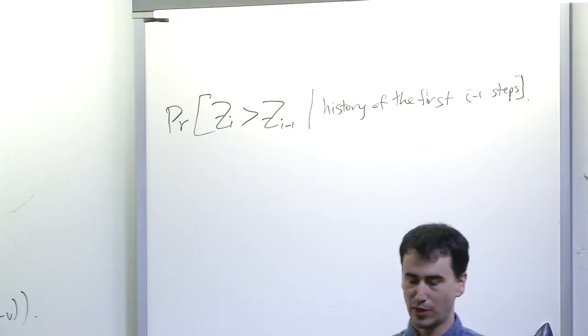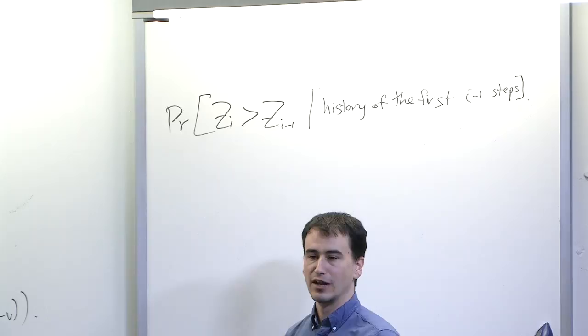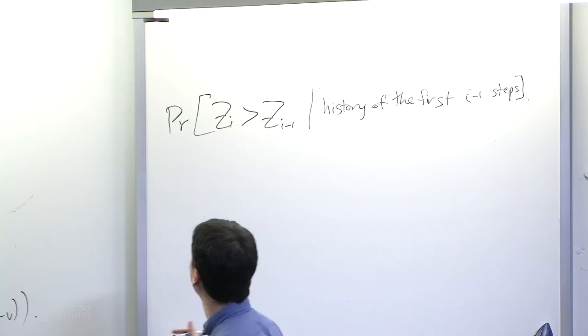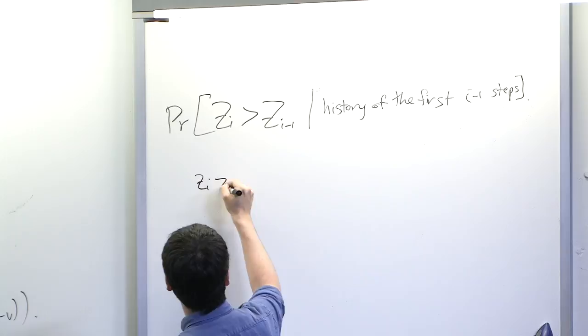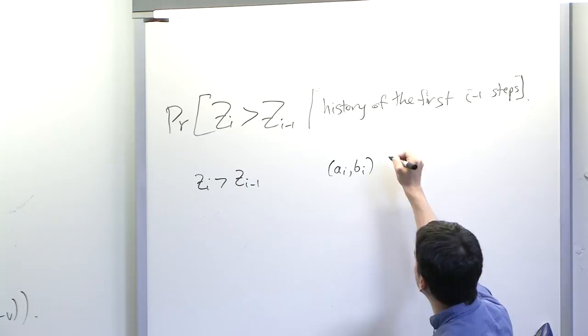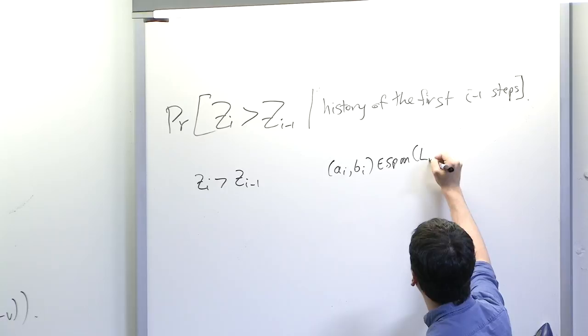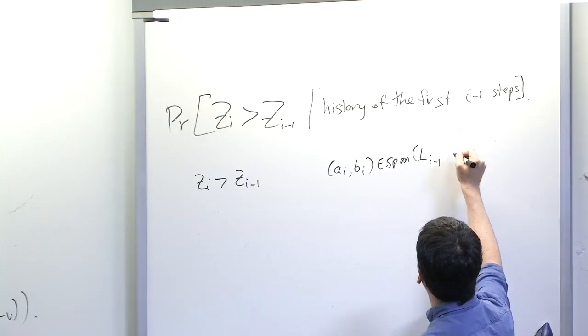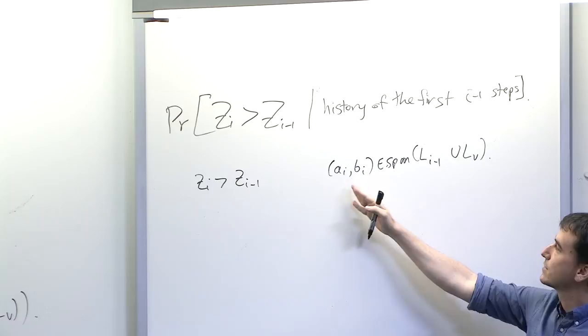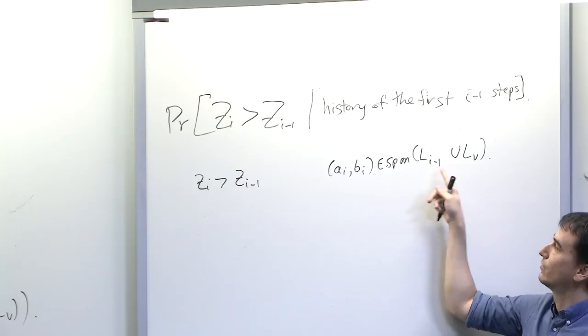Okay. And now I ask whether or not in the next layer I learned a new equation that is somehow in this intersection, that is in LV. Okay, so in order for this to happen, for Zi to be greater than Zi minus 1, I must have that this equation that I see in the i-th step should be in the span of Li minus 1 union LV. So this is a small thing to check. It basically takes two lines to show that. But the only way that you could increase the dimension is if this equation is in the span of what you learned so far and what you're trying to get to.